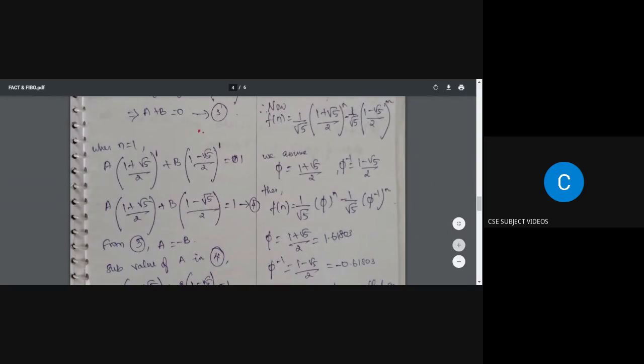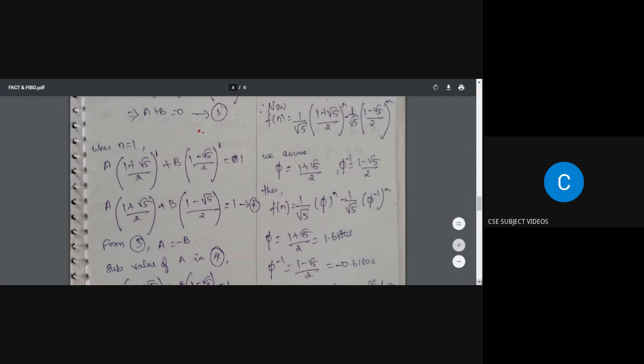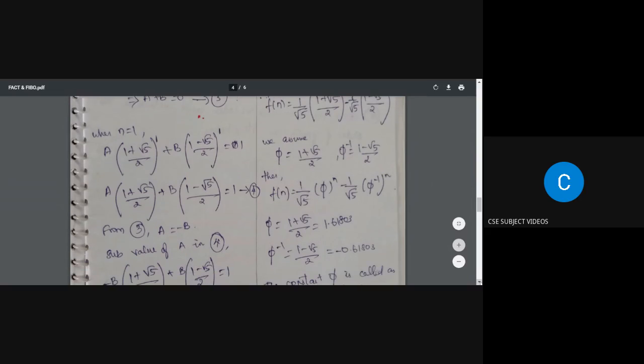Okay. So now let us take that equation to be 4. Now what we have to do: from equation 3, we can go with a equal to minus b, so we can substitute minus b instead of a. Else you can go with b equal to minus a, that's your will and wish. So now I have taken a equal to minus b. Now we have to substitute the value of a in equation 4.